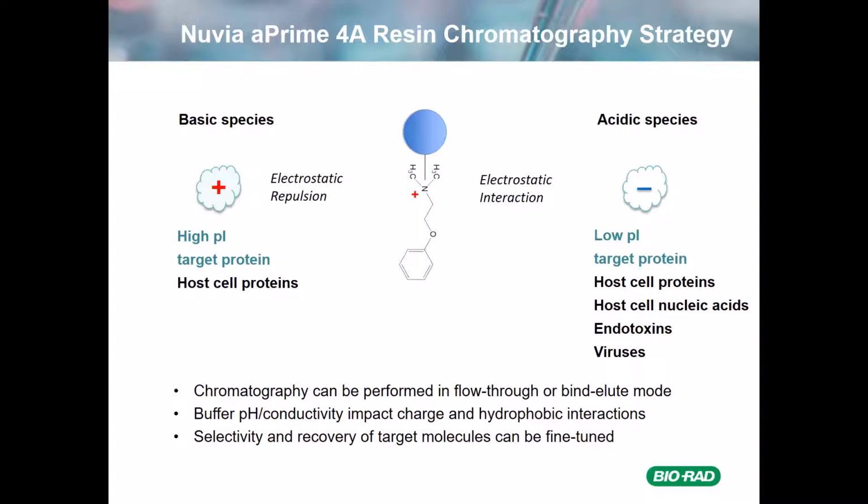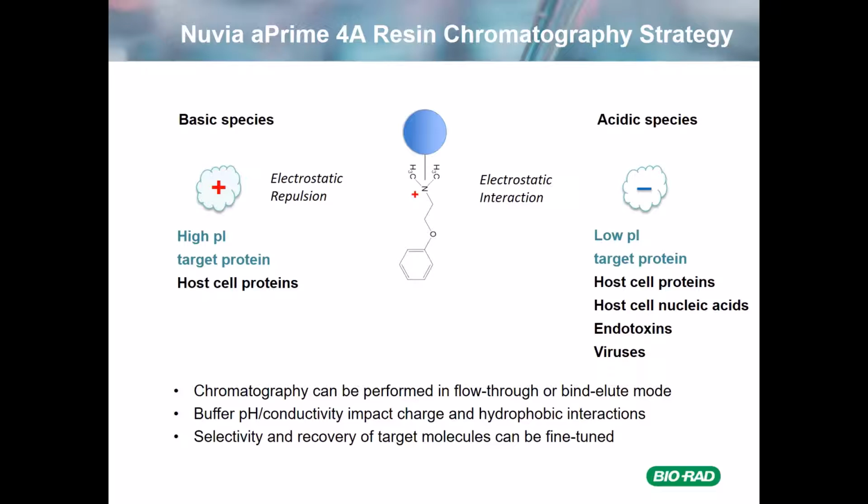Next, I'm going to talk a little bit about Nuvia aPrime 4A. It is a mixed mode hydrophobic interaction anion exchanger. So here you're seeing in the situation, say, of pH of 7 to 8, your basic species will be positively charged. And since this will also result in the positive charge of the ligand, you will see electrostatic repulsion.